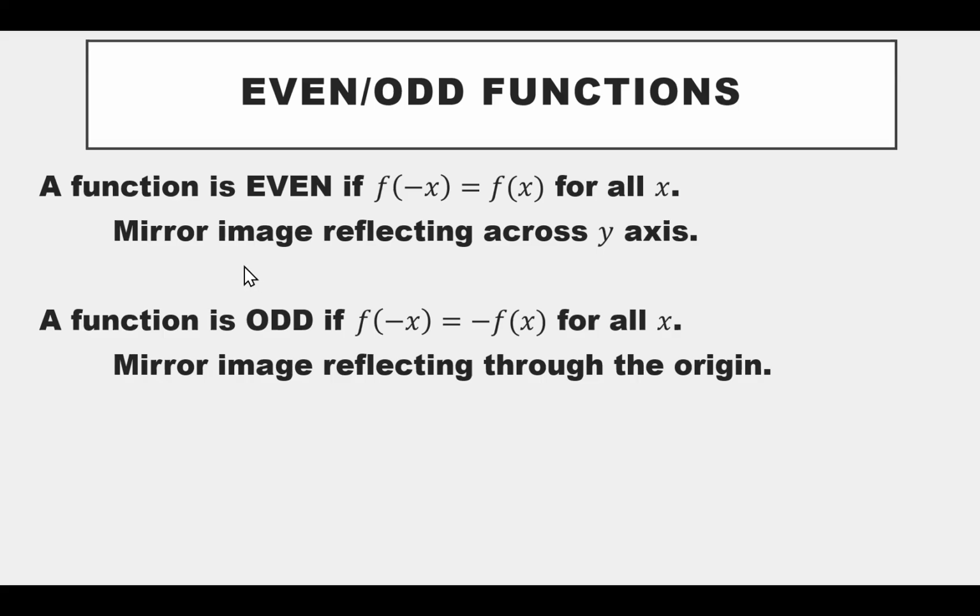And what that means, point-wise, is that for each point on the right-hand side of the graph, there's a corresponding point with the same y value on the left-hand side of the graph. In other words, an even function has a graph where the graph looks like a mirror image of itself if I reflect across the y-axis.